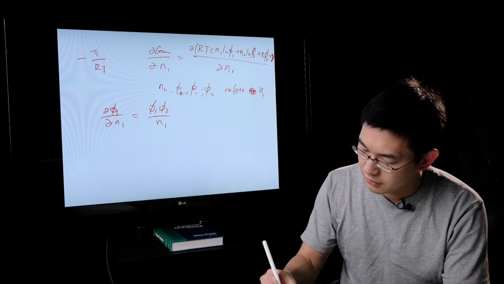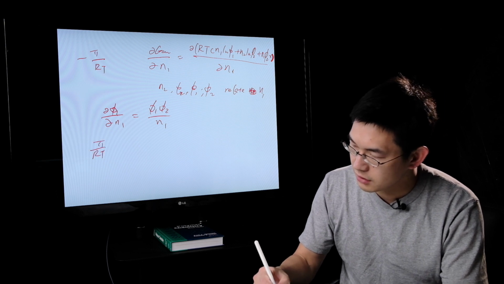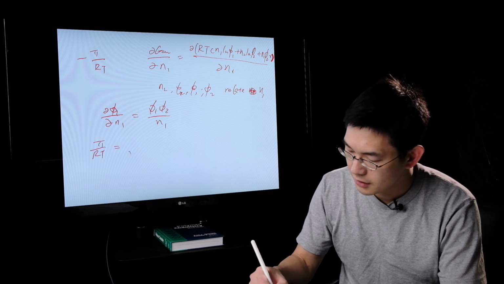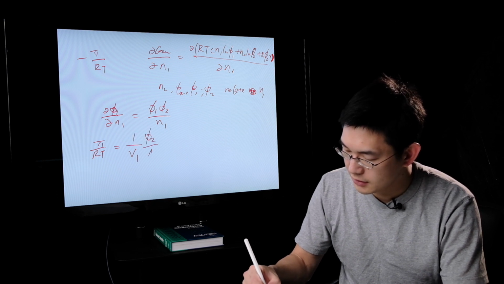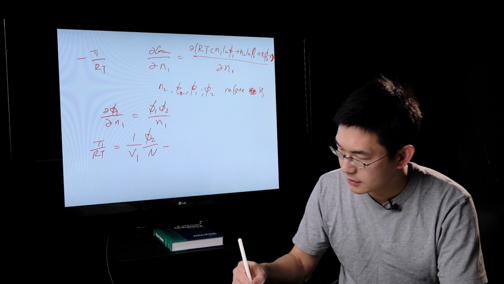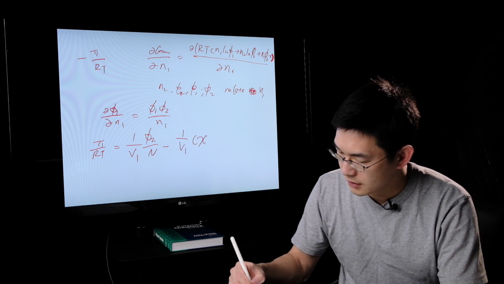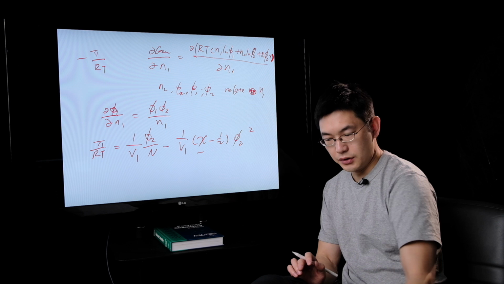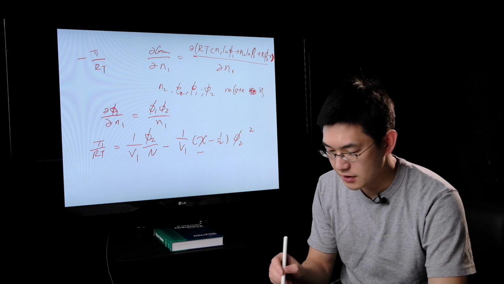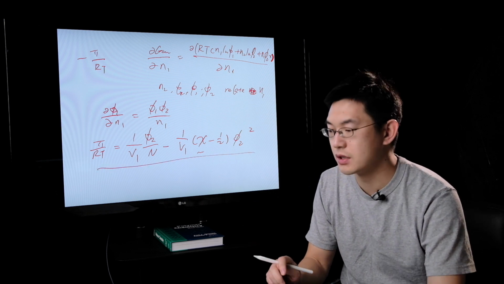So I'll let everybody know the detail. So this will be V1 phi 2 divided by N minus, so this is a chi minus half, then phi 2 square. So using the Flory-Huggins theory, this is what you will be able to reach.